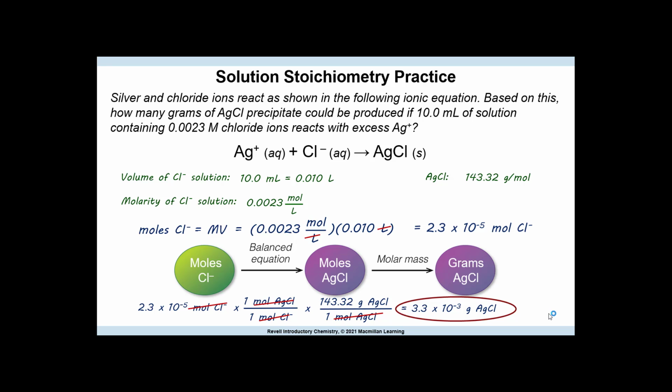Okay, so let's begin with an example. Silver and chloride ions react as shown in the following ionic equation. Based on this, how many grams of silver chloride precipitate could be produced if 10 mL of solution containing 0.0023 molar chloride ions reacts with excess silver?